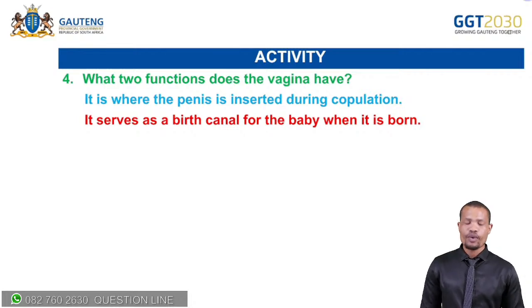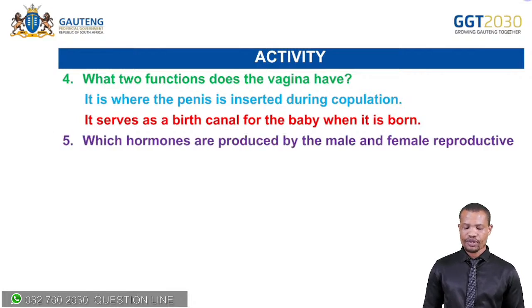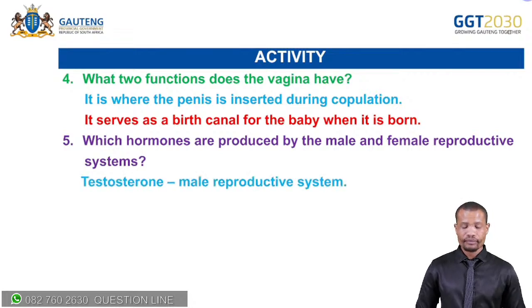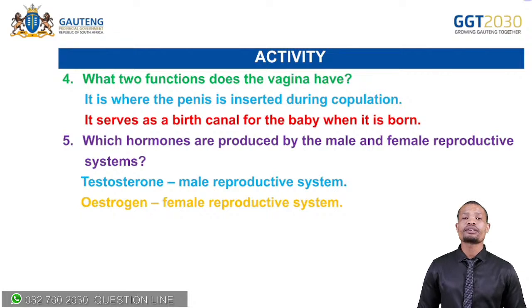Now let's do the last question. Which hormones are produced by the male and female reproductive systems? This one should be easy because we covered this in our previous lesson and we briefly touched on it in this lesson. Right, so the hormones that are produced by the male and the female reproductive systems are as follows. Testosterone is produced by the male reproductive system, and estrogen is produced by the female reproductive system. So I hope you were able to get all of these questions correctly because they were very easy.